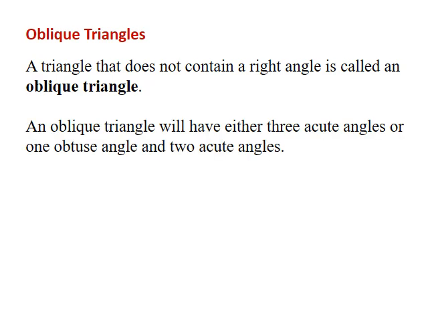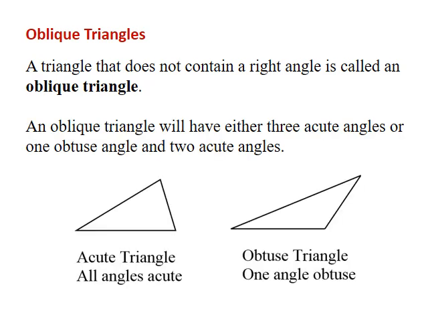So the first thing I want to talk about are oblique triangles. And oblique triangles are triangles that do not contain a right angle. So there are two different types of oblique triangles. Basically, one that has an obtuse angle, like this one here, or one where they are all acute angles.